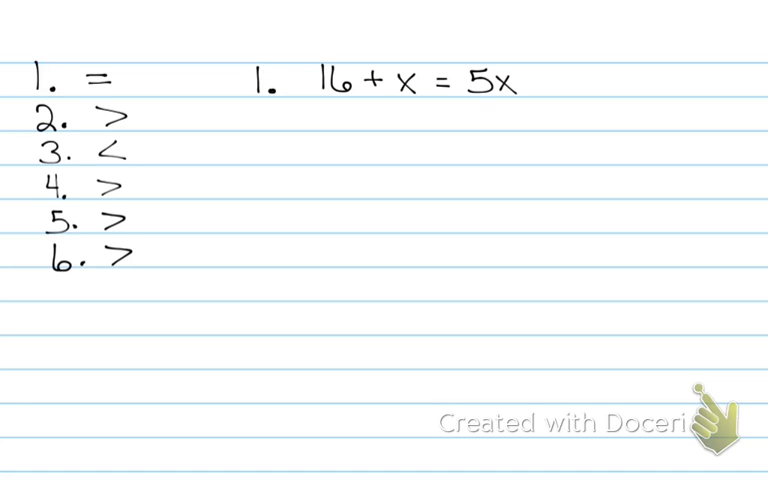Okay? So what I'm going to do is I'm going to solve these, but these are not your basic equations. They're going to have variables on both sides of the equation. Does anybody remember what I told you about solving equations with variables on both sides? What do we look at first? What do we do first? What's my step one? Mason?